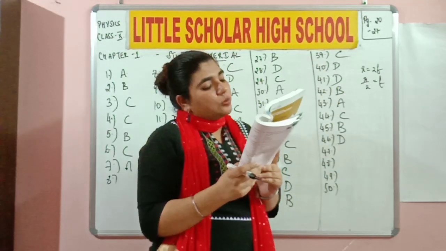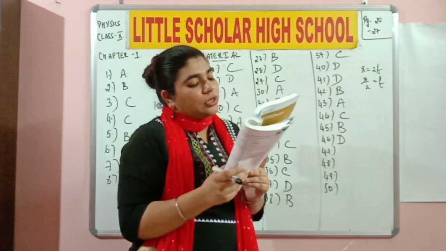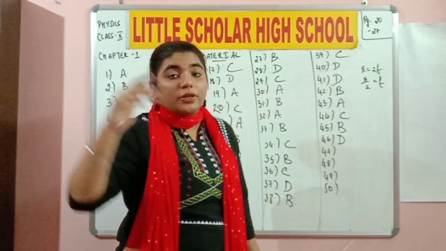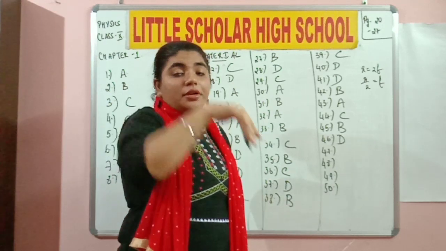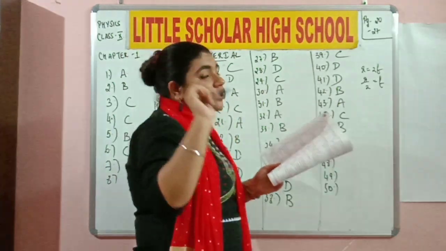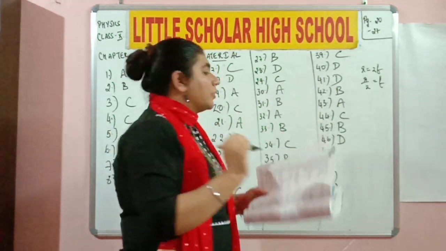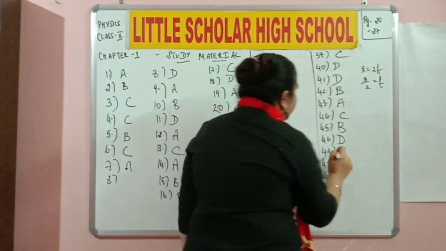Okay, so 47th one, a concave mirror forms a point-sized image for an object placed at infinity. If the object is placed at infinity, the resultant image is going to be at the focus, which is going to be point-sized. Okay, refer page number 17 table. All this is already there in that. Okay, 47th is option B.